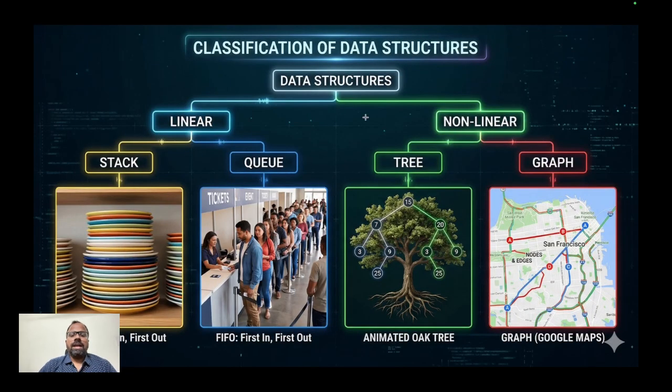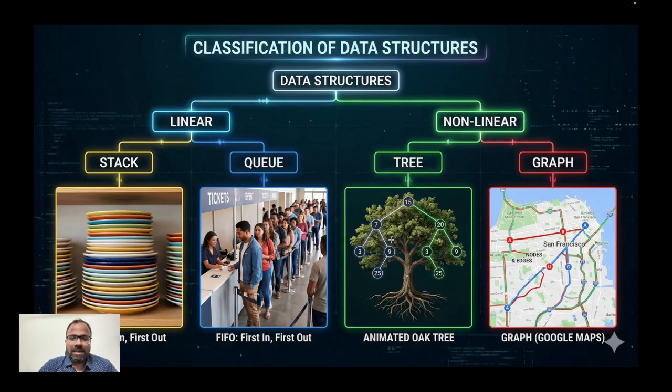So how does it look? Data structures are classified into two types, linear and non-linear. A linear data structure example is the stack. You can take the example of plates: the last plate placed is the first one you take out. That's where the stack of plates comes from. The queue example is this one: whoever comes in first gets out first. That's why it is called first in, first out.